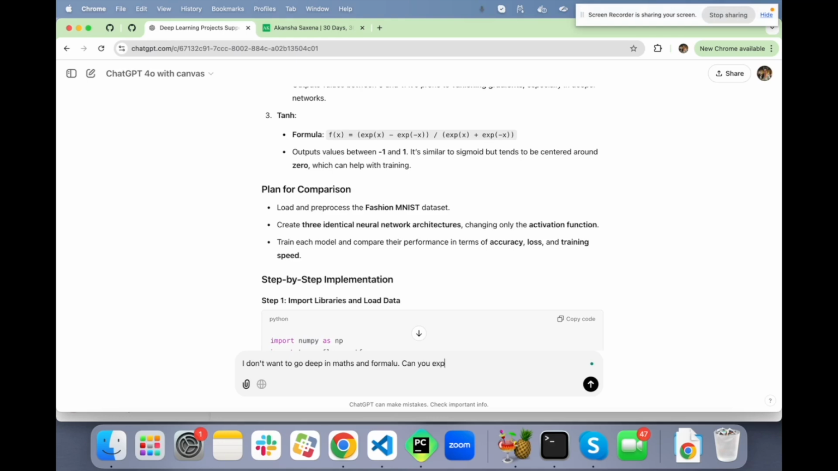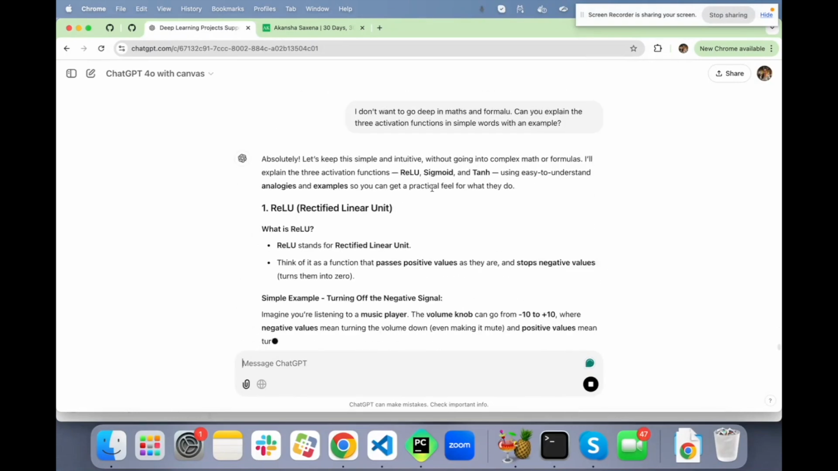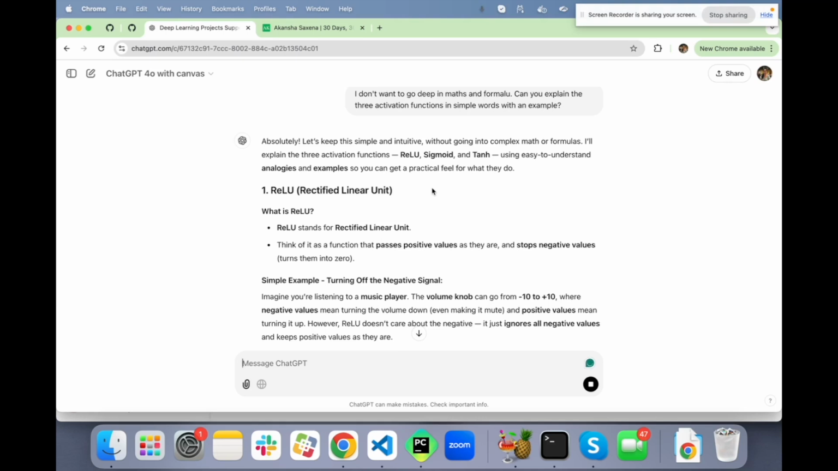Can you explain the three activation functions in simple words with an example? So let's understand in simple words, right? So we are learning it. I don't want to bore you guys and bore myself at this time. Also, I don't want to get overwhelmed with maths and everything at this point. Maybe once we understand these concepts, I'll pick up these topics one by one and go deep and understand the formula and maths everything.